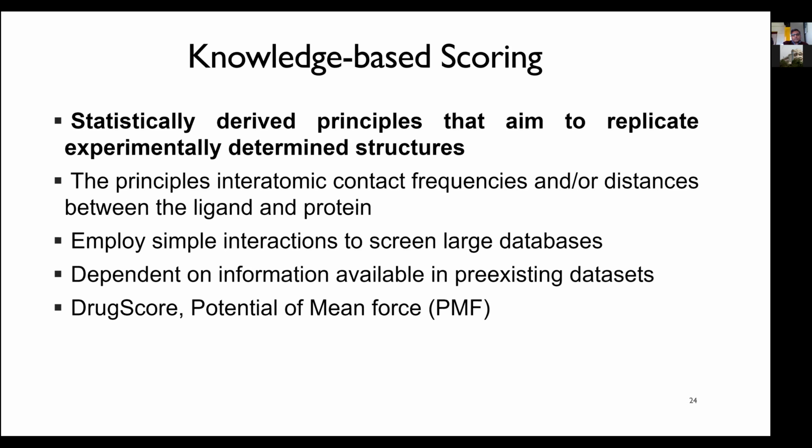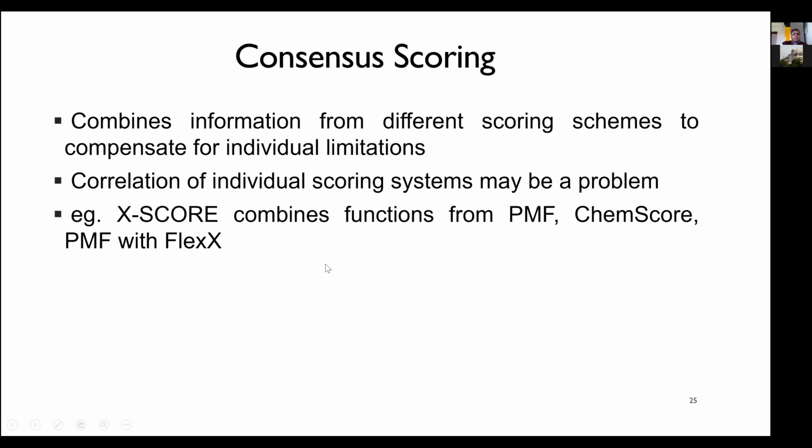Okay, and it employs simple interactions, and it is also dependent, like the empirical scoring function. It is also dependent upon the information available in the pre-existing database, which means that experimental information is required for accurate formulation of this score. Okay. Now, examples of a knowledge-based score are DrugScore and potential of mean force.